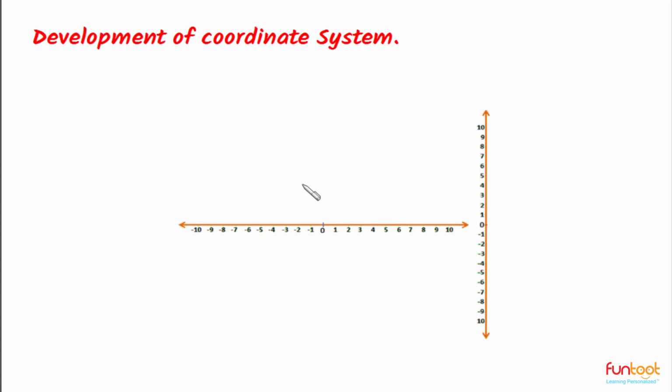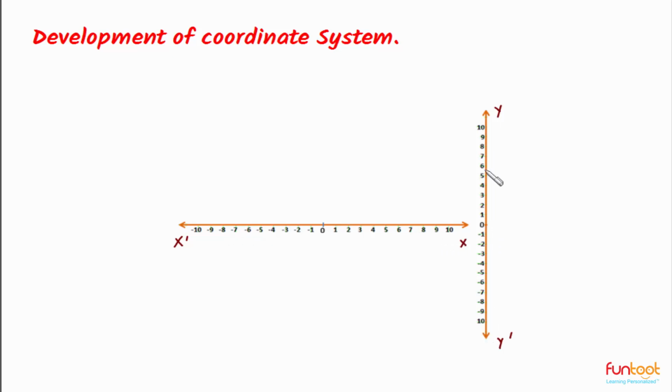Now let's discuss the development of coordinate system. Here we have two number lines, one is horizontal and the other one is vertical. We can call the horizontal one x'x and the vertical one y'y. This is the negative side of x'x, this is the positive side. Similarly, this is the positive side of y'y and this is the negative side of y'y.